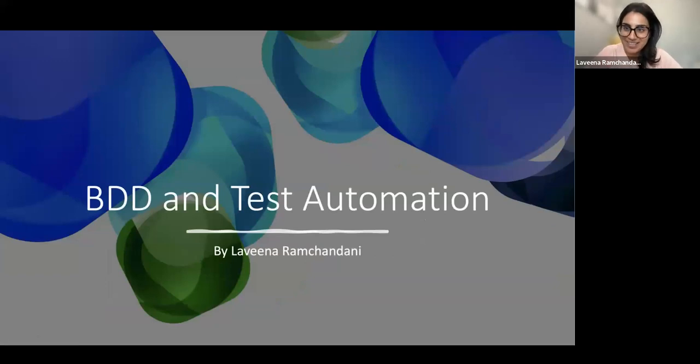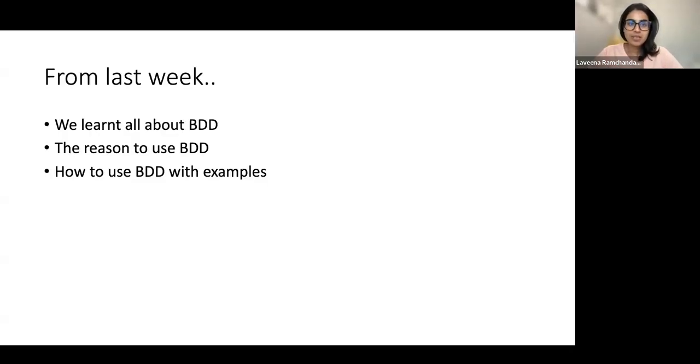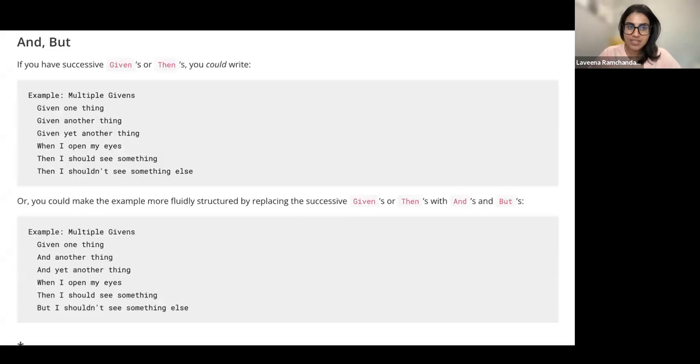This is my second session, and today we're going to continue from last week. So last week was all about BDD. Today is about BDD with test automation, and the next one's going to be the best practices. So it's just a whole story put together. Last week, we learned all about BDD, the reason to use BDD, and how to use BDD with examples with different tools and frameworks.